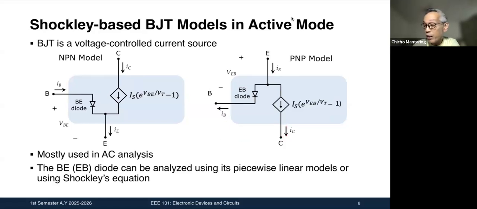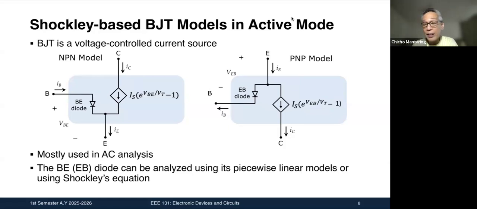So when do we use this model? We use this mostly in AC analysis. You can use this in DC analysis if you want to have more accurate results, and if you know the parameters of your transistor. But like I said earlier, in DC analysis, we usually just use the simplified models.